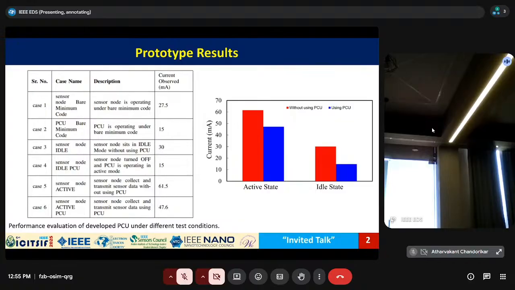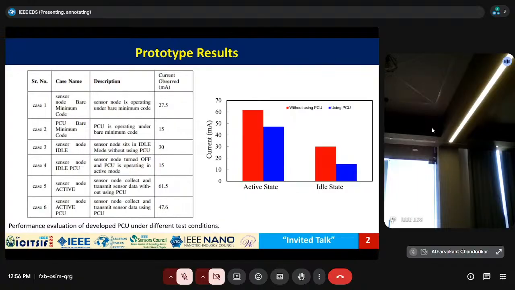Now if you turn on the PCU, the power controller unit which we have designed, at the bare minimum code, it will consume 50 milliampere current. Now when we connect the sensors and transceivers with the Arduino, the sensor node sits in idle mode without using the PCU. If the power controller module is not connected with the Arduino board, and the Arduino board is connected with the sensors and transceiver but not measuring sensor data, then the Arduino board is consuming 30 milliampere current, and if we connect the PCU, it will consume 50 milliampere.